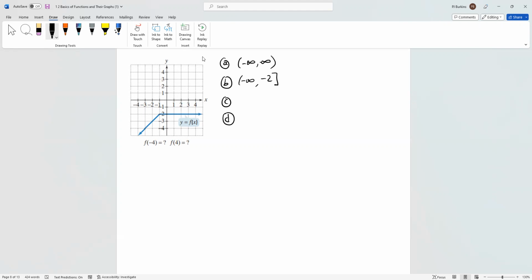All right, x-intercepts. Well, it doesn't appear that it touches the x-axis anywhere, so no x-intercepts. What about y-intercepts? Well, it touches right here, and that is the point x equals 0, y equals -2. And then finally, what are the functional values at the indicated values given? So f of -4, x is -4, looks like we're right here. And that looks like that's -5. And when f of 4, or when x equals 4, we're right here. And so that's when y equals -2.